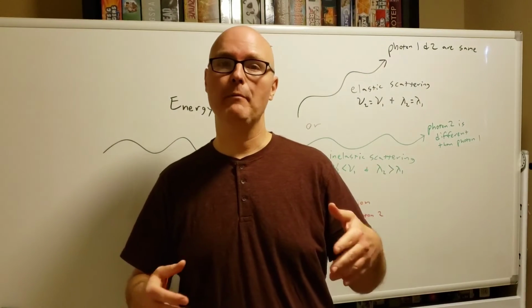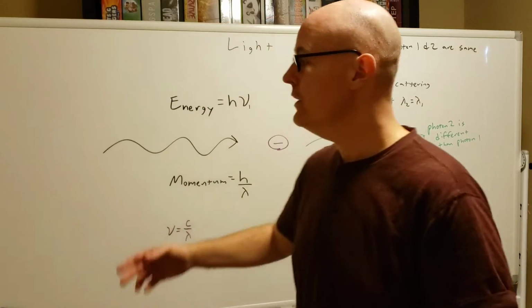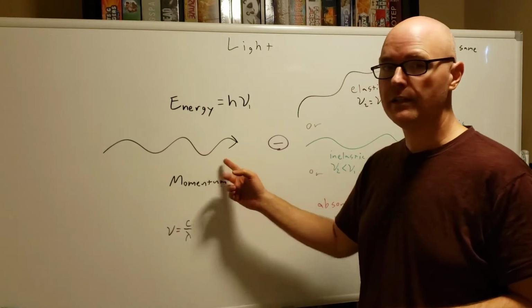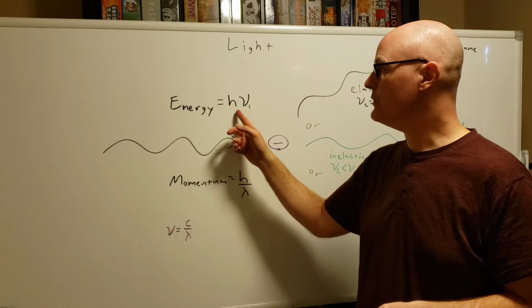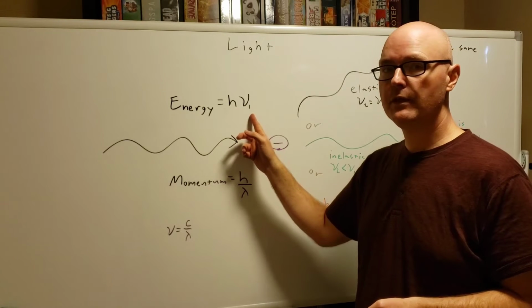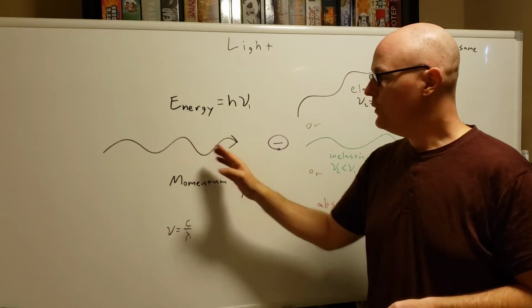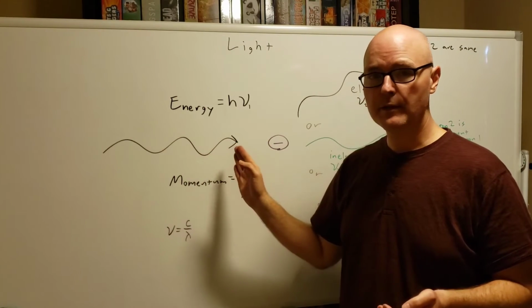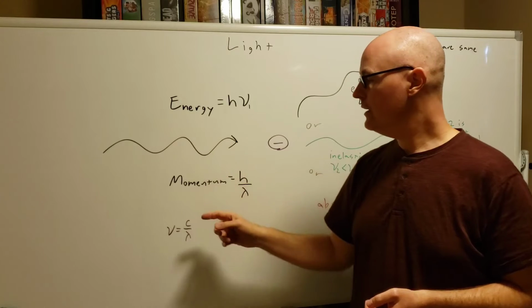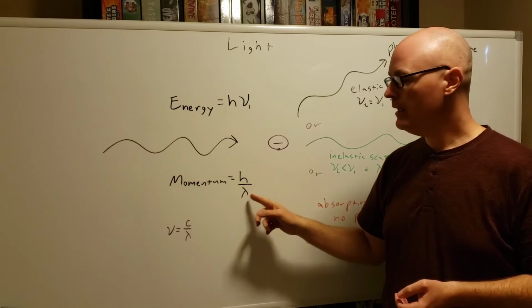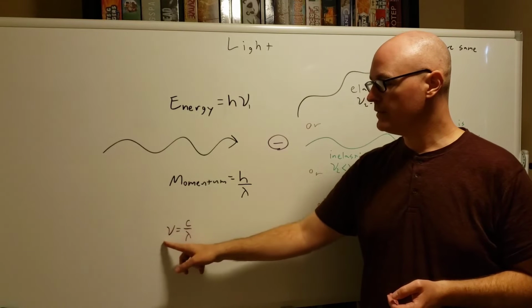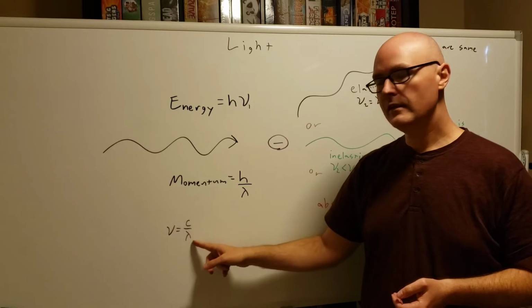So now let's talk about what happens when light interacts with matter. So here I have a photon, a single photon. Remember we said that photon energy is equal to Planck's constant times the frequency. The photon also has some momentum, right, that's carrying the wave. That momentum is Planck's constant divided by the wavelength. Remember we had our relationship that the frequency is equal to the speed divided by the wavelength.